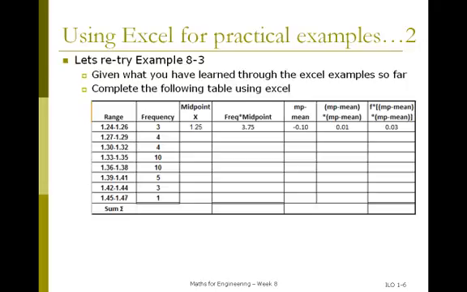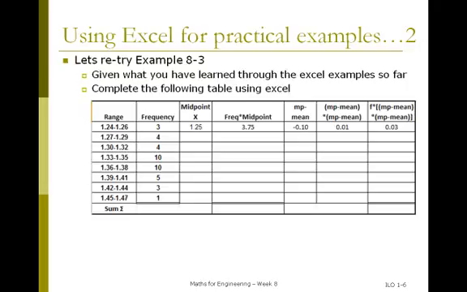So then, once you've done that, enter the midpoint in the third column, so for example you have 1.25, and repeat that for each of the corresponding rows for each of the data ranges. Then, moving on to the next column, you have the frequency multiplied by the midpoint.